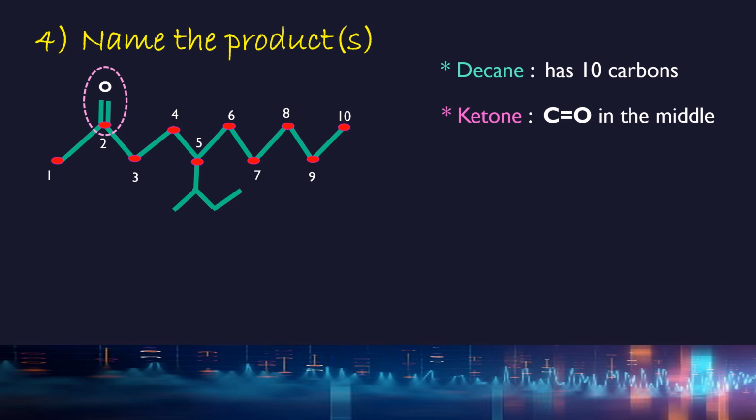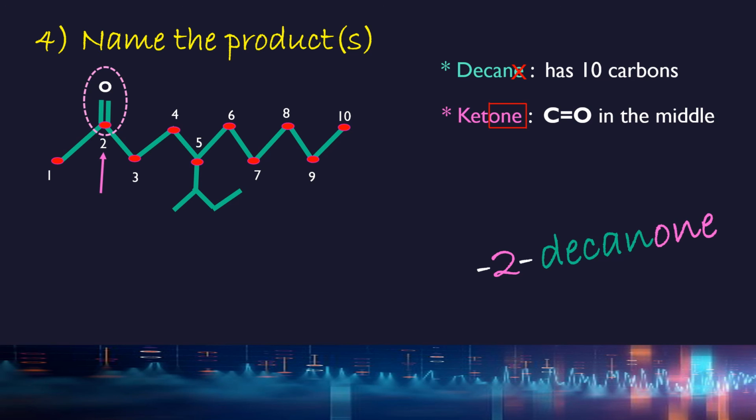Similar to our first molecule, we will drop the letter E in decane and steal the suffix O and E from the word ketone to build the word decanone as our root name. Since the ketone group is at the second carbon, we will attach the number 2 in front with the hyphens to differentiate numbers from letters.